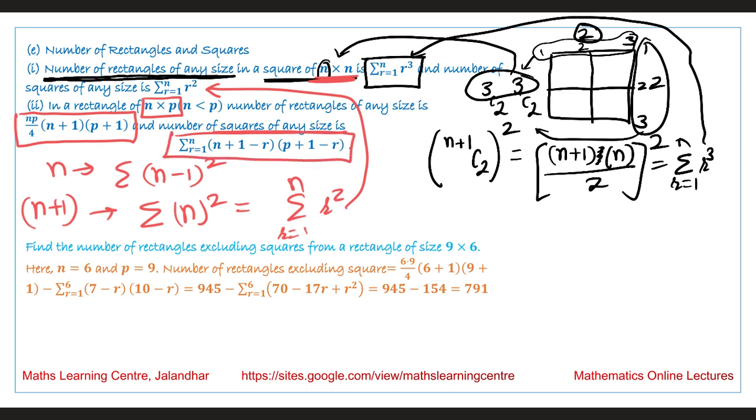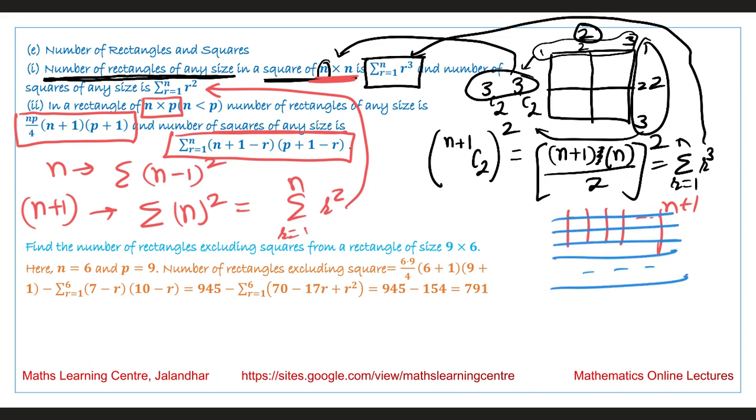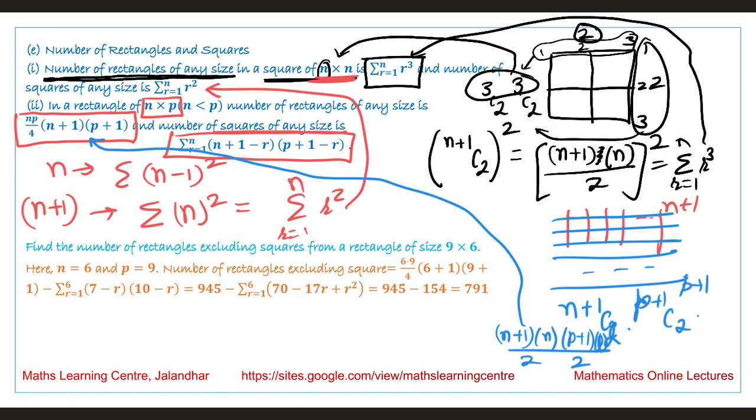So we have, suppose, 1, 2, 3, 4 and so on up to n sides. The number of lines we will have is n plus 1, and these horizontal lines we have are p plus 1. So we are saying the number of rectangles we will have is n plus 1 c2 into p plus 1 c2. If you open this term, it is n plus 1 into n into p plus 1 into p, divided by 2 and divided by 2. So the answer we obtain is n p by 4 into n plus 1 into p plus 1.